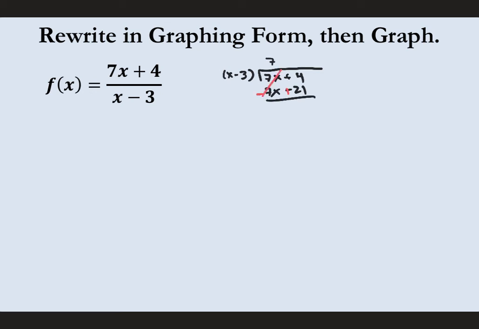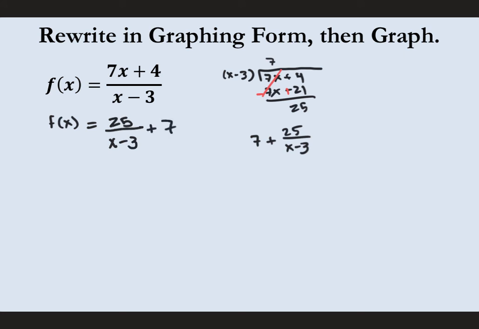You could have used synthetic, whatever method you are most comfortable with. 21 plus 4 is 25. 25 up, nothing to drop down. So what we end up with is 7 plus 25 over what we were dividing by, x minus 3. And you'll notice that that kind of looks like what we were just graphing, just maybe flipped around. So we'll rewrite it as f of x equals 25, positive number on top, over x minus 3 plus 7.